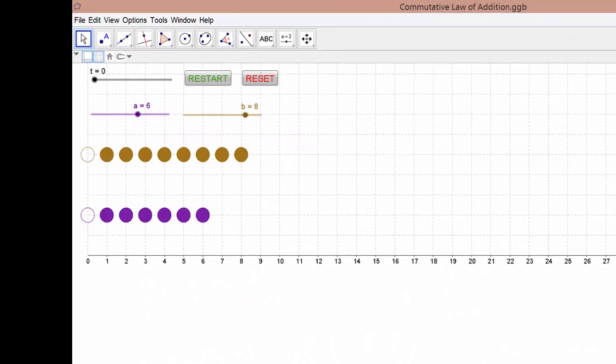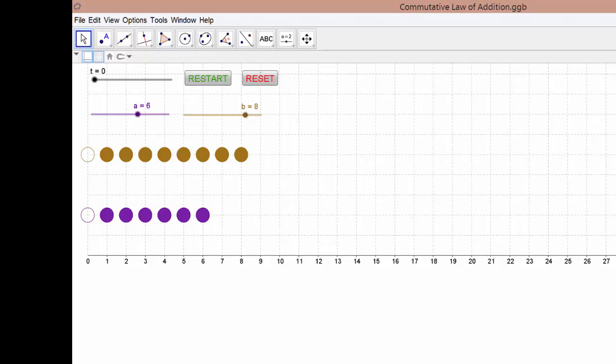The first thing we want to look at is a visual representation of why the commutative law of addition holds. Let's say we're adding two numbers, a and b. A is given by the purple circles, and that's going to equal 6. B is given by the orange circles, and that's going to equal 8. Let's pretend that the orange are orange gumballs and the purple are purple gumballs, since my dad loves gumballs.